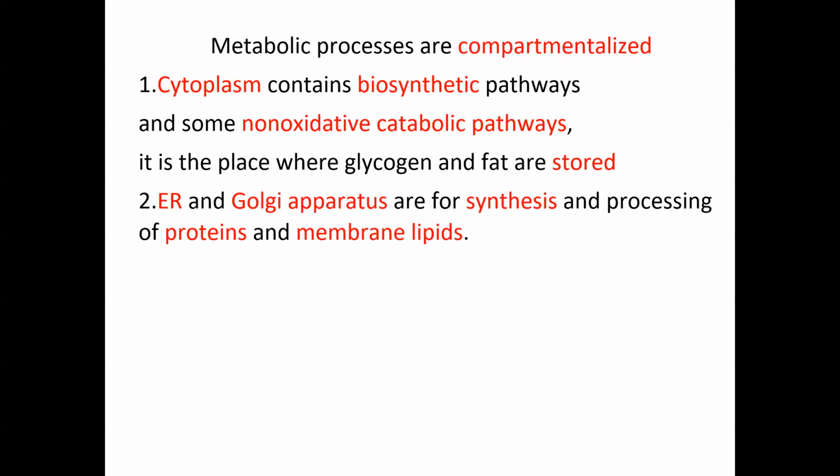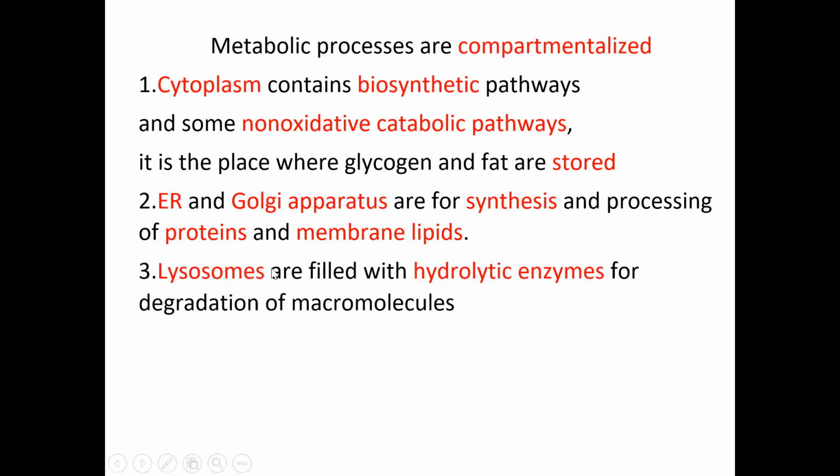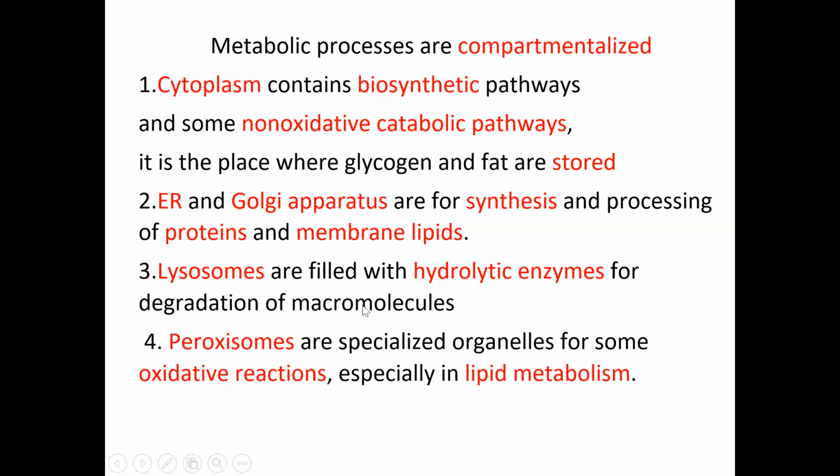You learned a lot about the ER and the Golgi. Why do we need the ER and the Golgi? For the processing of proteins, right? All the post-translational modifications of proteins, and also membrane lipids, take place in the ER and the Golgi apparatus. And then the lysosome: what do we have inside the lysosome? We have enzymes that break molecules, so we call them hydrolytic enzymes, and these are used to degrade large molecules. And also we have the peroxisome. In the peroxisome, which is important for module 2, we have some reactions of lipid metabolism. So everything happens in its own place.